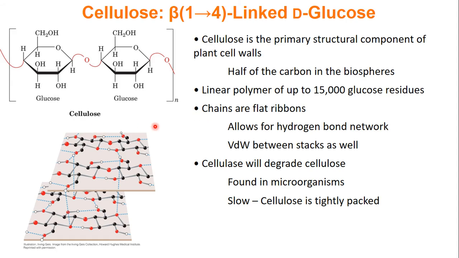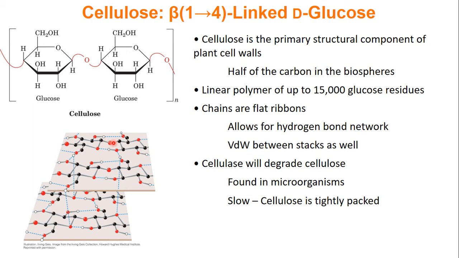So let's look at some common polysaccharides in nature. And first we're going to start with the most abundant, and that is cellulose. Cellulose is made out of glucose units that are linked beta 1,4. And it's the primary structural component of plant cells. In fact, half the carbon in the world is in cellulose. And cellulose can be up to 15,000 glucose residues long, and they form these flat ribbons.